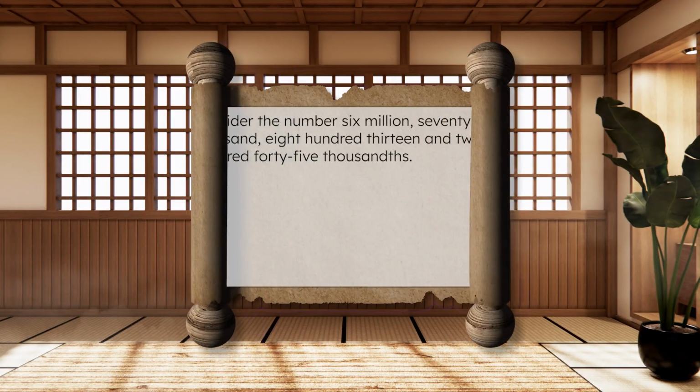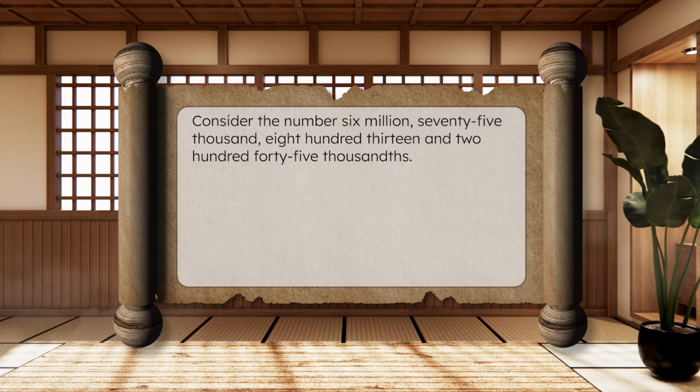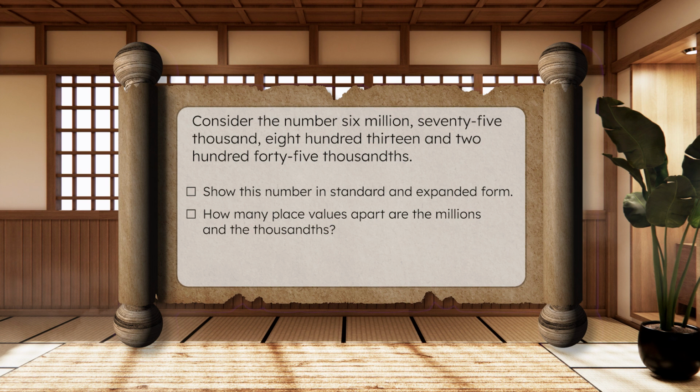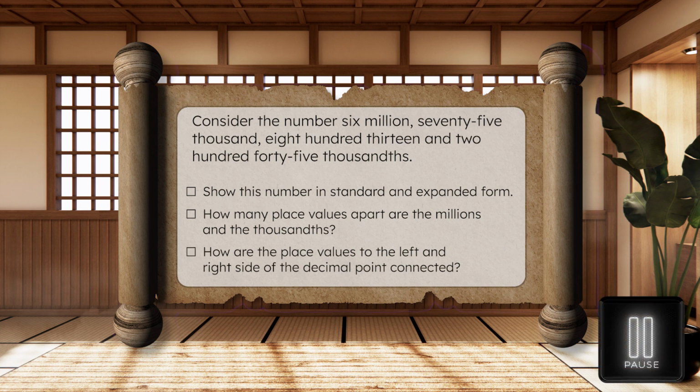Your challenge still awaits. Complete it, and the combined place value badge is yours. Consider the number 6,075,813 and 245 thousandths. Show this number in standard and expanded form. How many place values apart are the millions and the thousandths? How are the place values to the left and right side of the decimal point connected? Pause here to use everything you've learned to complete the challenge.